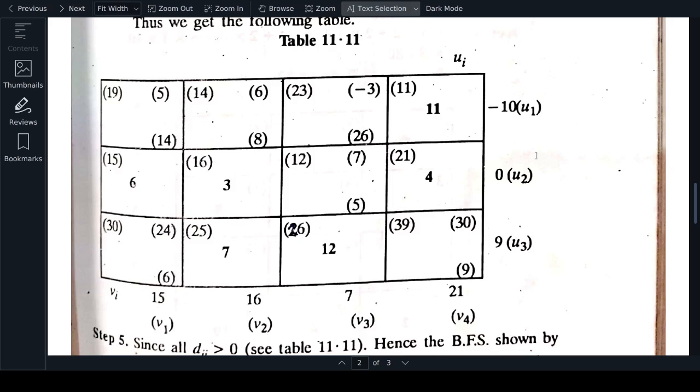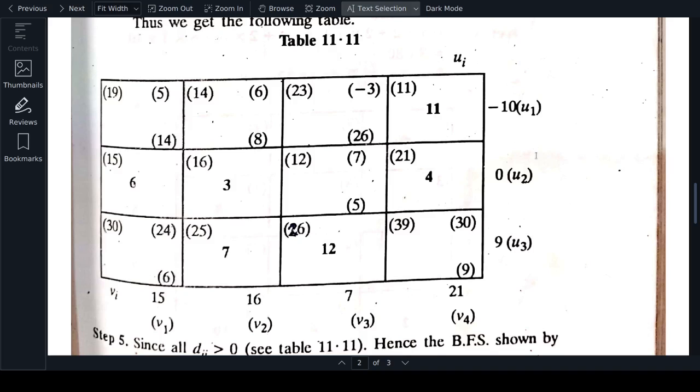First row you write, okay, second row, third row, in this way you write. After this, you write, first row is denoted by U1. So U1 equal to value is what? Minus 10. So you see the table number 11.11. U1 equal to minus 10.